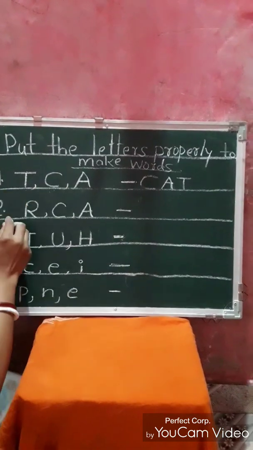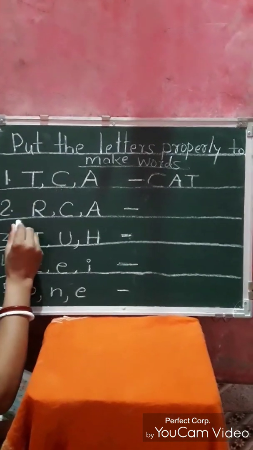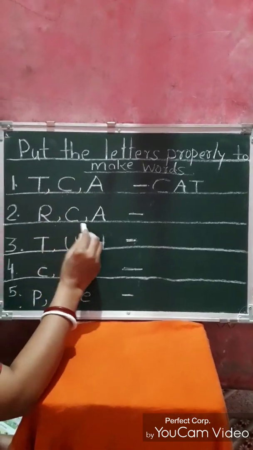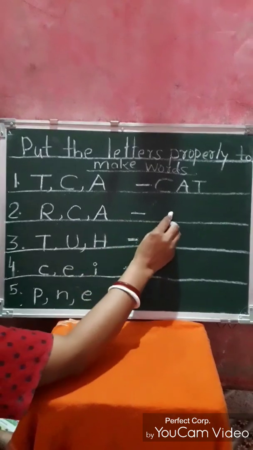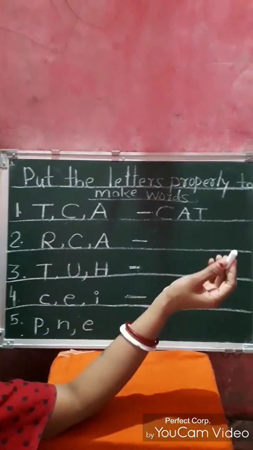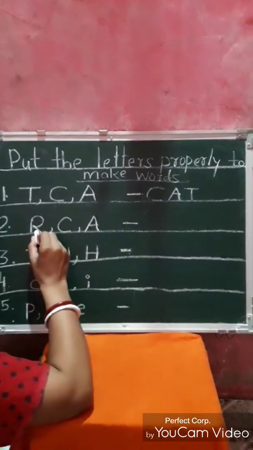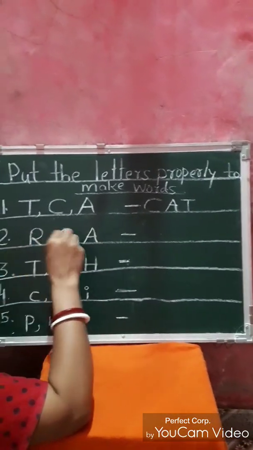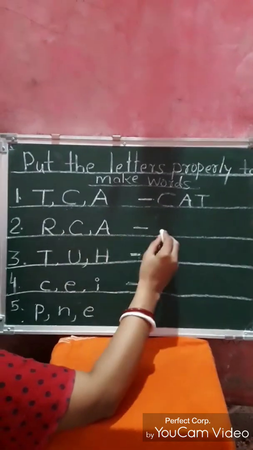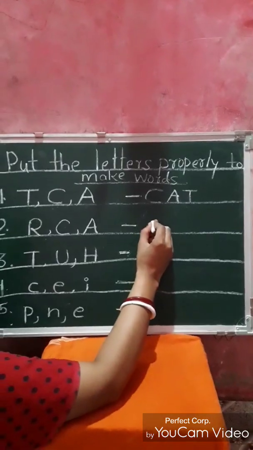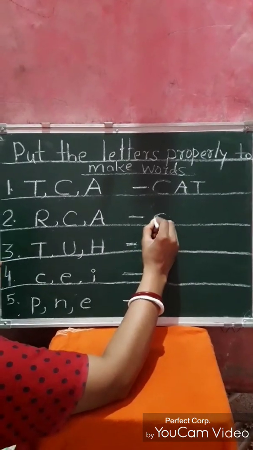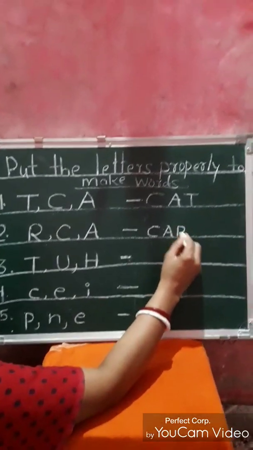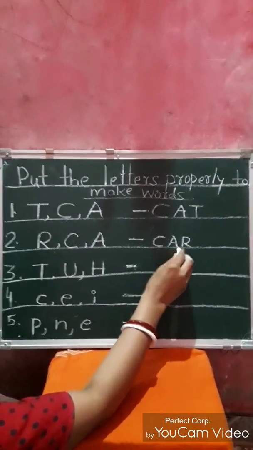Okay, we move to our number 2 example. Like number 1, we keep all the letters in a proper way to make a meaningful word. In number 2 the letters are R, C, A. So we write them in a proper order to make a meaningful word. C-A-R, car. Car means car.